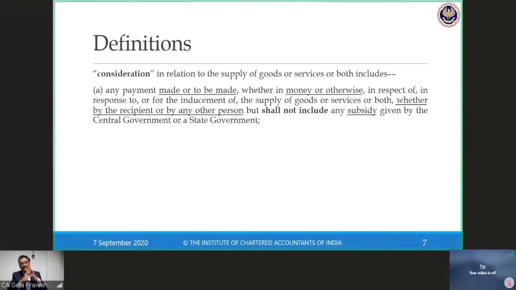I'll give an example. I'm an event manager. I conduct an event for a particular high net worth individual for a birthday function or some other occasion. For this particular event, I say its total cost is 5 lakhs. So this particular person says, look, you charge me only 4 lakhs.